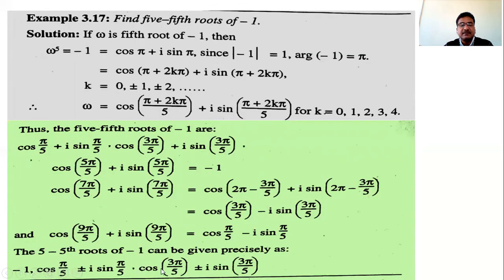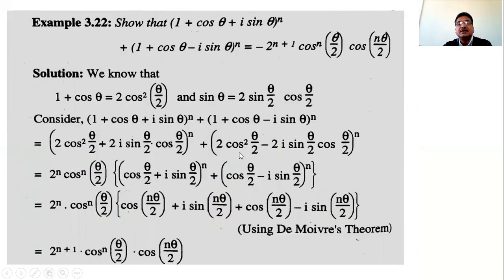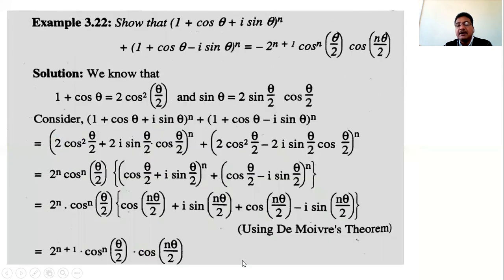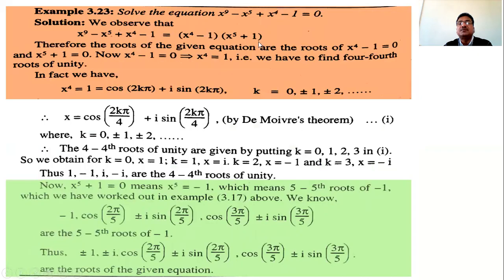This is the final answer. These are the 5 fifth roots of minus 1, which means these are the 5 roots of the equation x raised to 5 plus 1 is equal to 0. And totally these 4 and these 5, 9 values are given here, and these are the roots of the given equation. 9 roots of the given equation. So separately by factorizing, solve this.